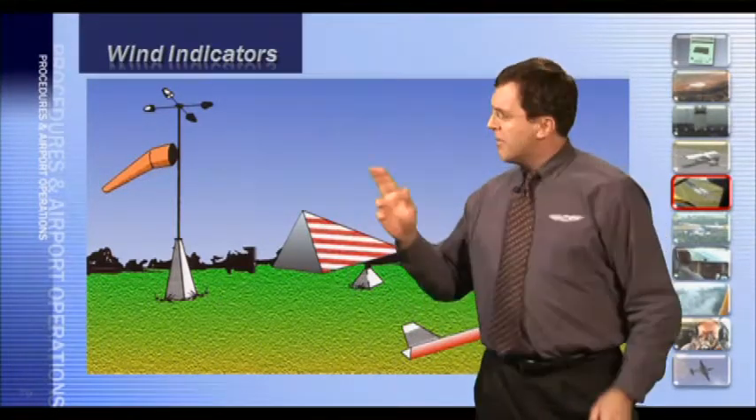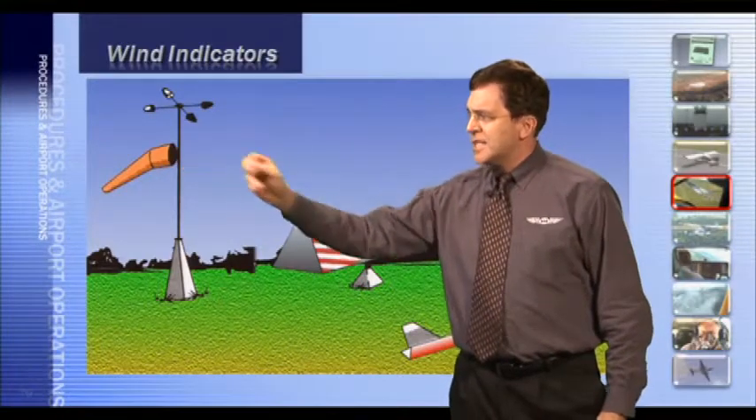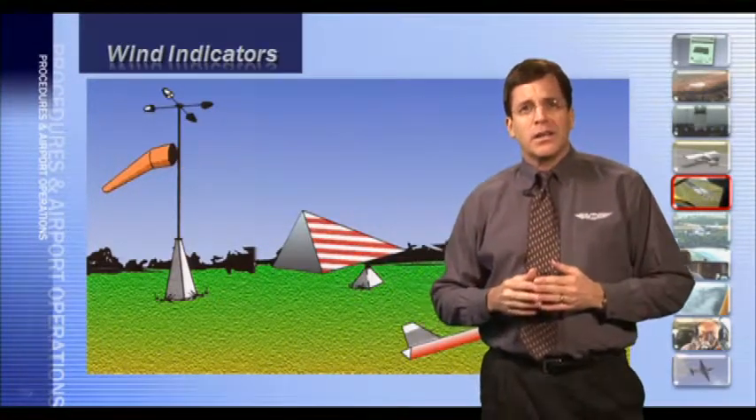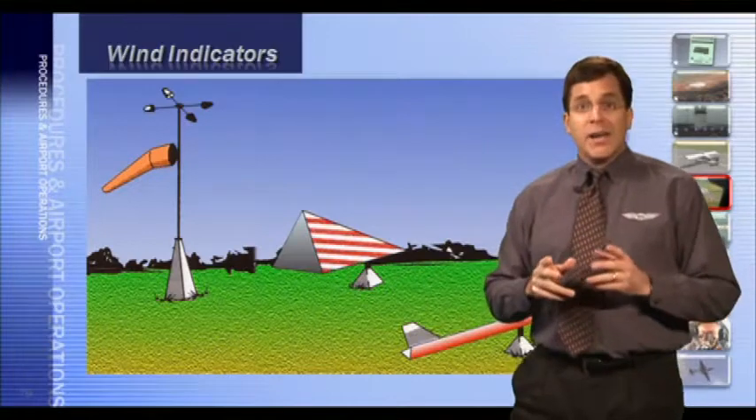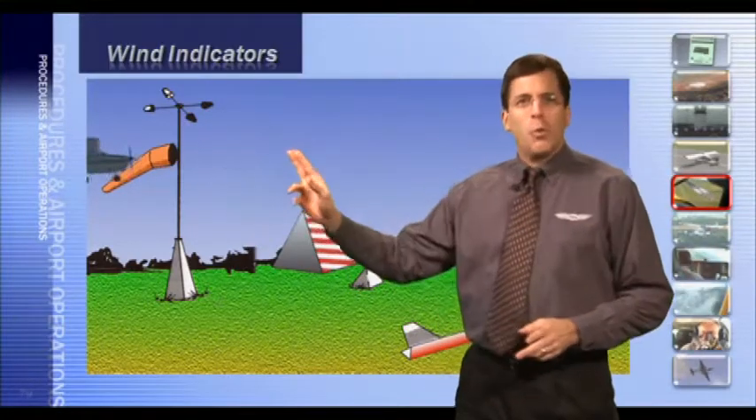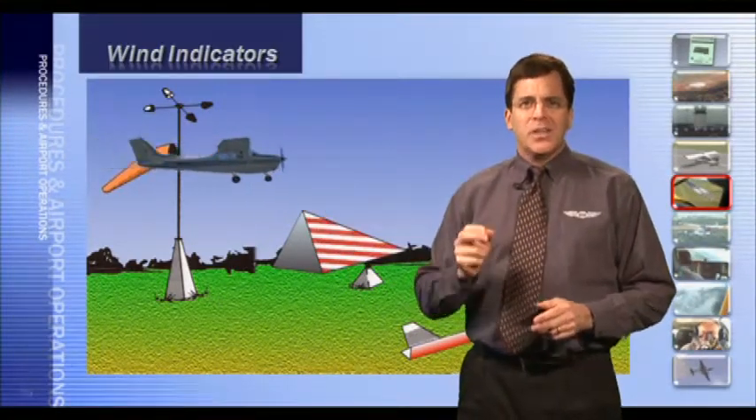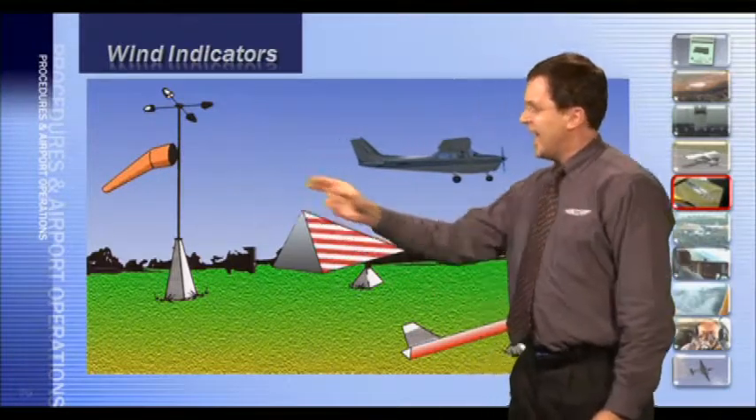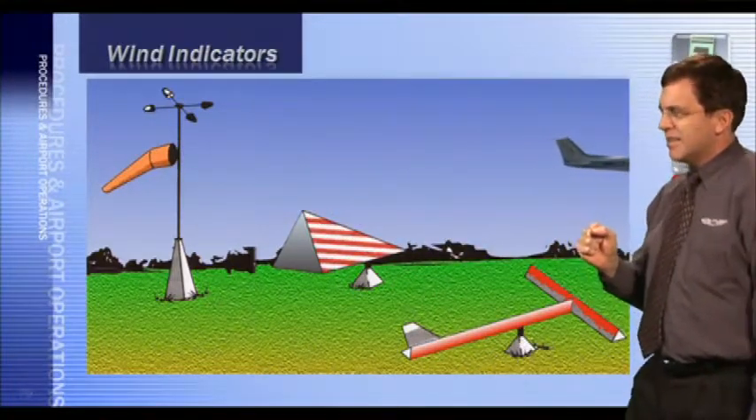The wind fills the sock and indicates the direction that the wind is blowing. You always want to fly the aircraft out of the wide end of the windsock. You can see this airplane is flying out of the open part of the windsock.